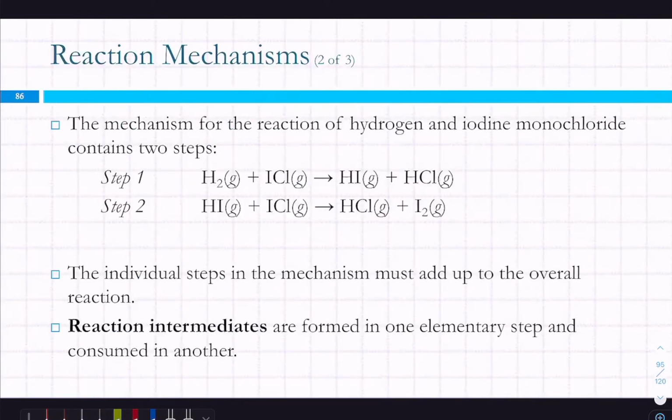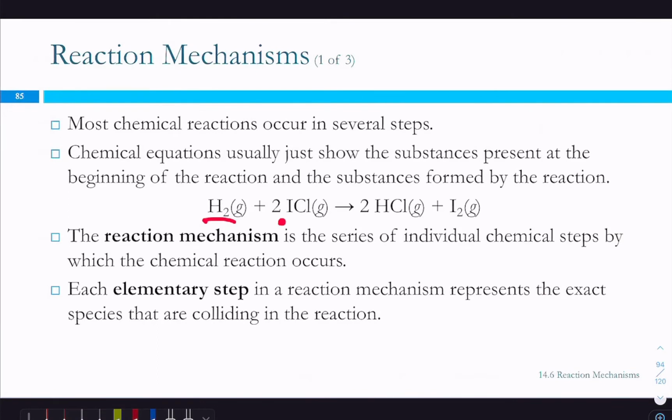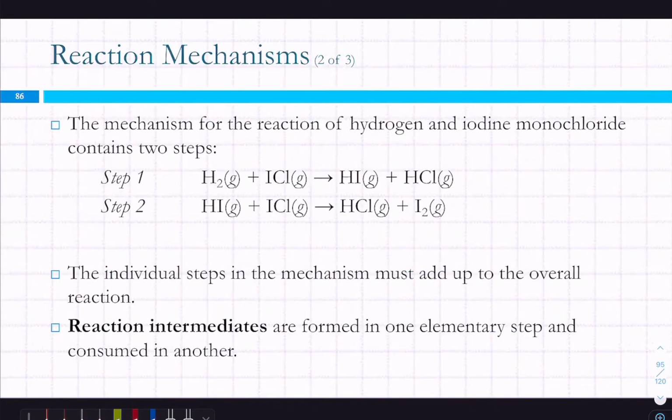So we're going to be looking at a lot of elementary steps. For this reaction of hydrogen with iodine monochloride, this is the overall reaction, but it actually occurs in two steps. In the first step, hydrogen and iodine monochloride react, and they produce hydroiodic acid and hydrochloric acid. Then the hydrochloric acid and the hydroiodic acid react in the second step to make the final products that we see, which will be hydrochloric acid and iodine.